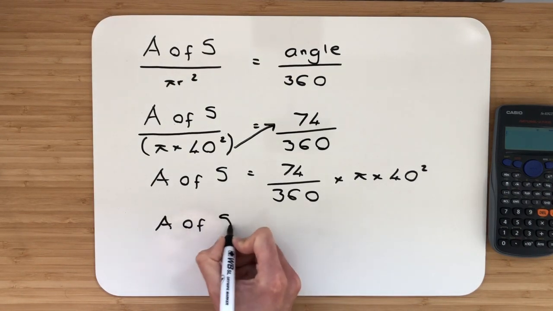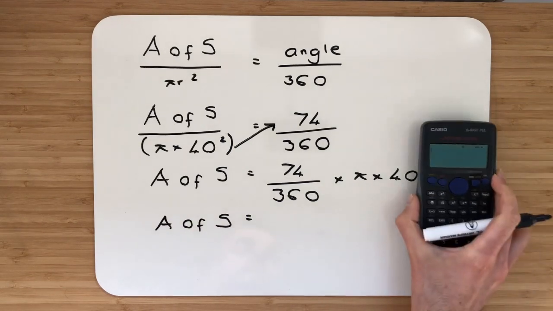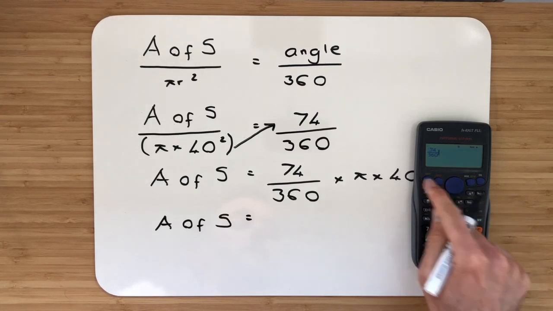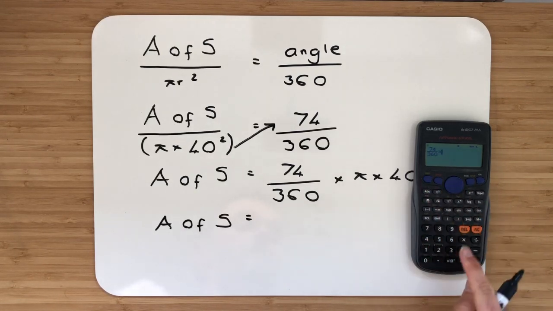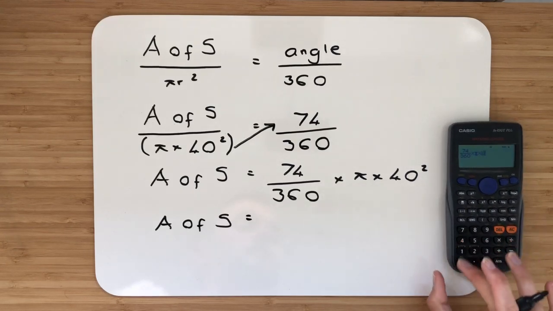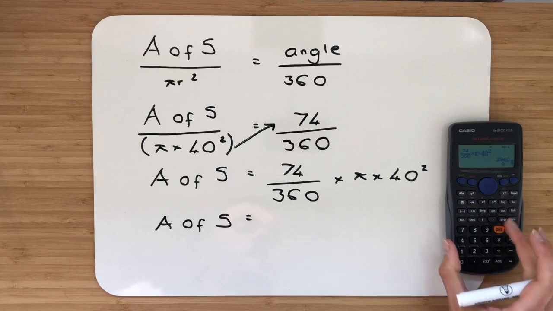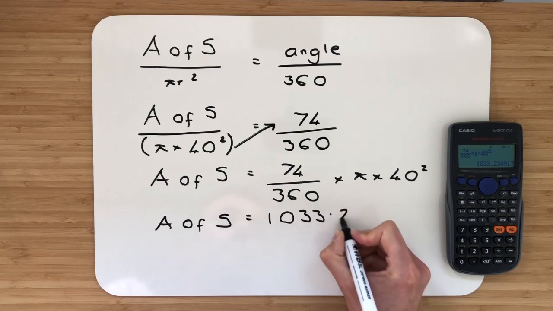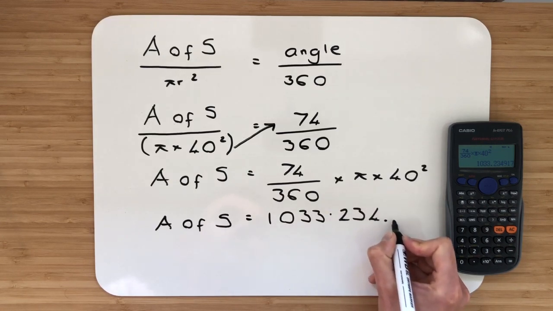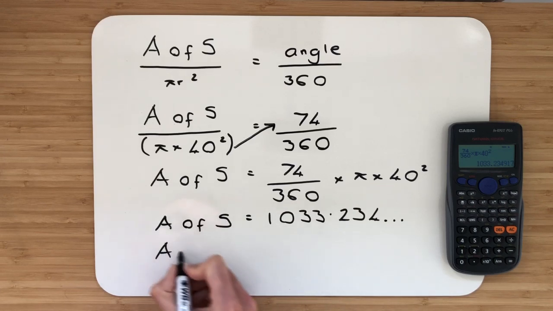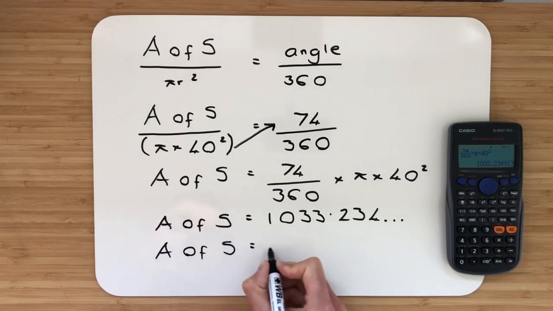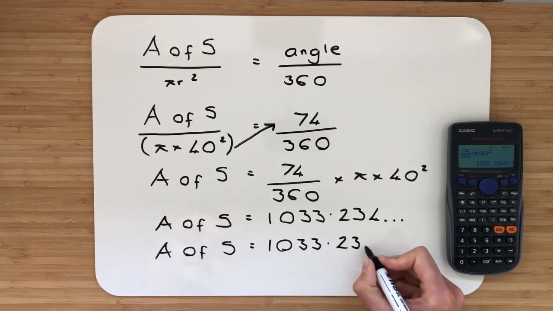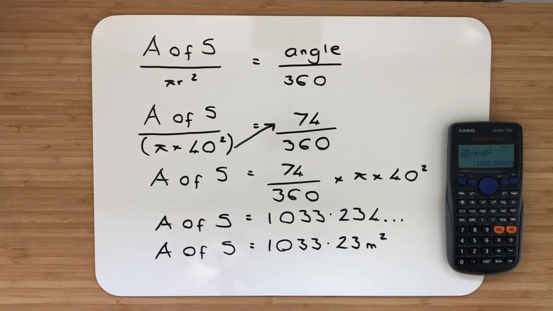So area of sector, let's take a calculator. So fraction button, 74 over 360. And I will multiply that by pi. And then I will multiply it by 40 squared. That will give me an answer of 1033.234. It just continues on. I will round that, so area of sector will be 1033.23, and it's an area, so it will be square metres.